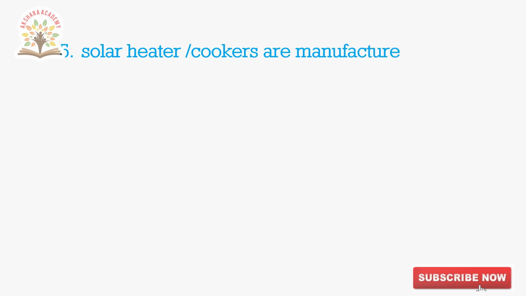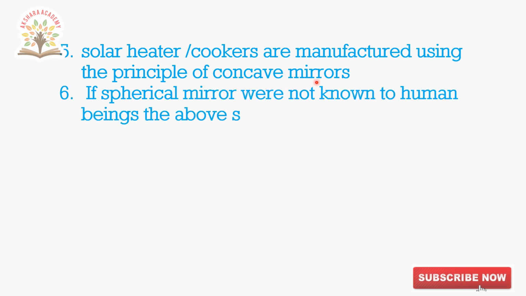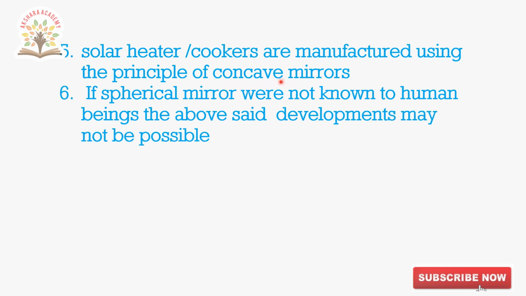Next, solar heaters or solar cookers are manufactured using the principle of the concave mirror. A concave mirror is nothing but a converging mirror. So all the light rays are meeting at one point. At that point we are able to cook the rice and keep a bowl. So that's why concave mirrors are used in solar cookers to cook food or rice.